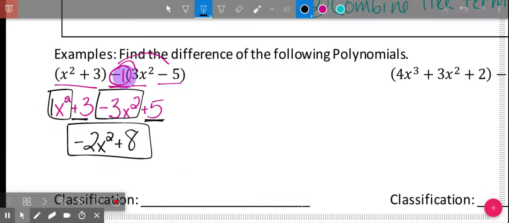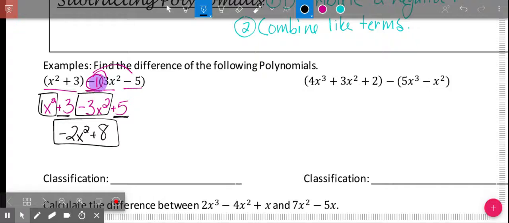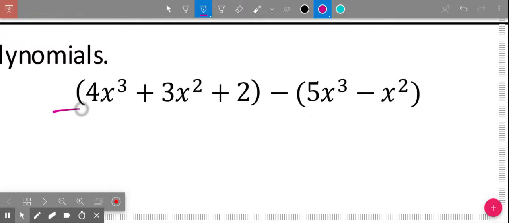All right, let's go and look at the next one. We have 4x cubed plus 3x squared plus 2 minus 5x cubed minus x squared. So if we look at our steps, the very first thing we have to do is distribute a negative 1. So I'm going to look at my parentheses. There's nothing in front of that one, so it doesn't change, okay? That first set does not change. This one, though, has that negative in front. So we're going to write in a negative 1 and distribute that negative 1. And we distribute it to everything.